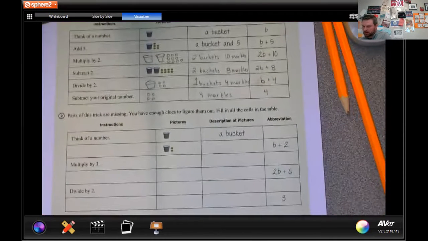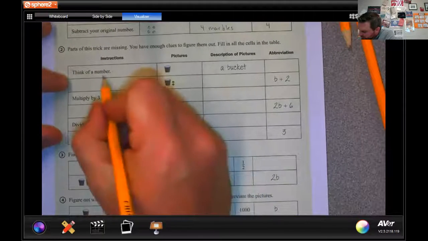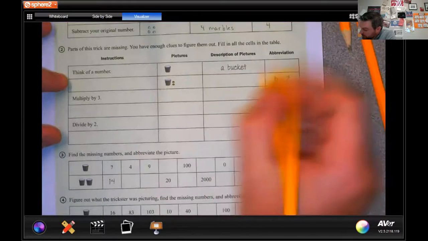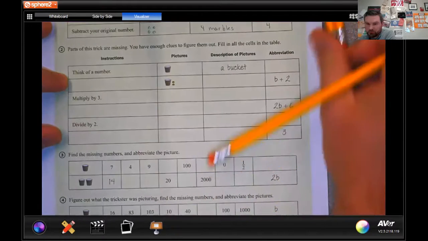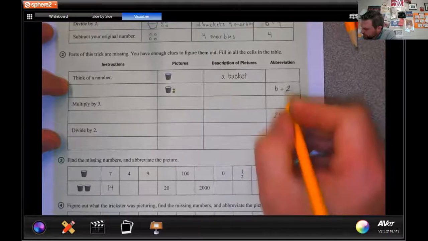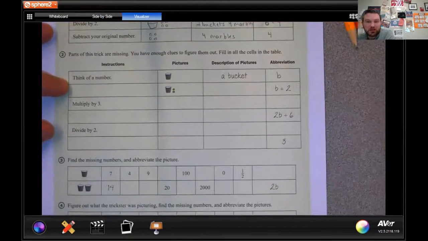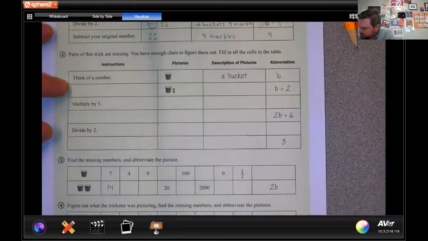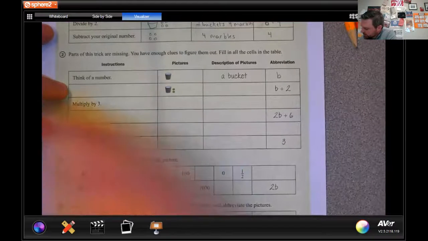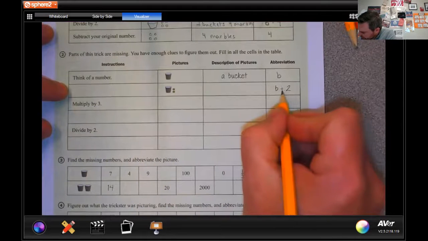All right. So we got another one. A lot more empty boxes here to fill out. So think of a number. That's a bucket. Oh, and now we get to use our own abbreviation. But if we look down here, they use B. So we're going to have to use B up here as well. You could use any letter of the alphabet that you want. But in this case, they want to use B, and we need to keep it the same letter all the way through.